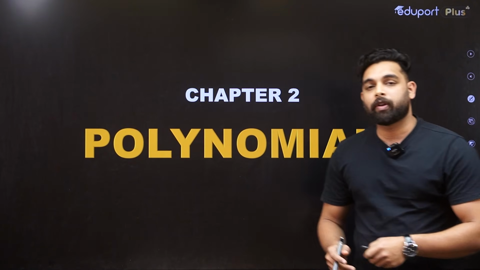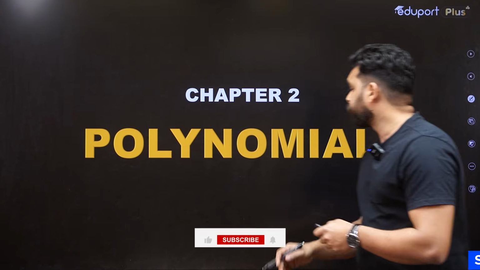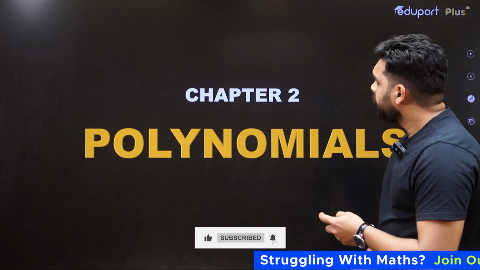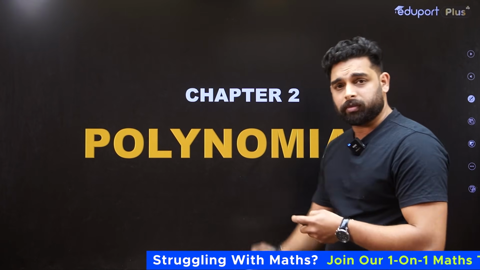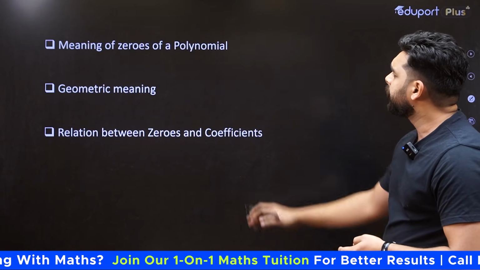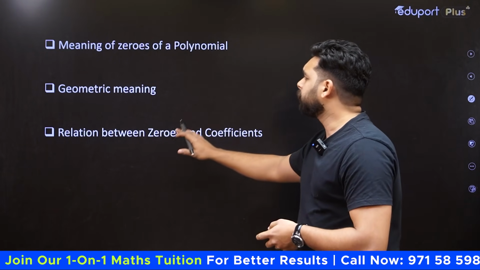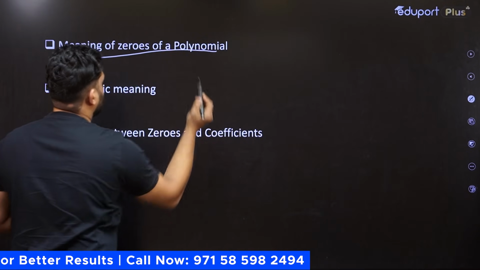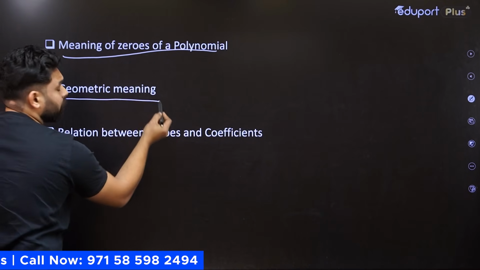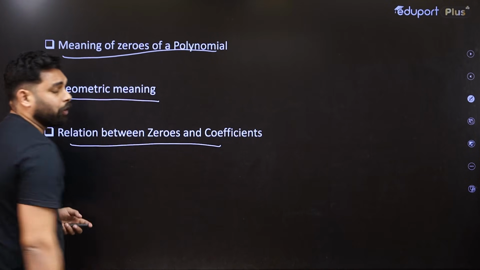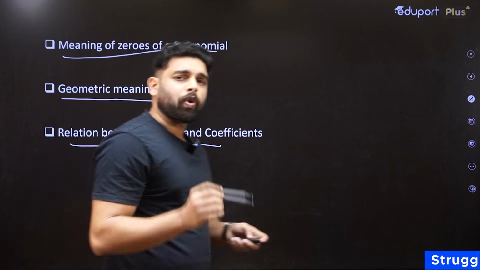Hi all, today we are going to revise the chapter Polynomials of class 10. So, let's see the most important topics in this chapter. Mainly there are three topics in this chapter, that is meaning of zeros of a polynomial, geometric meaning which covers graphs and all, and relation between zeros and coefficients. Okay, so what is a polynomial?